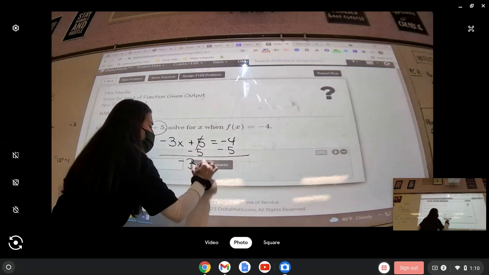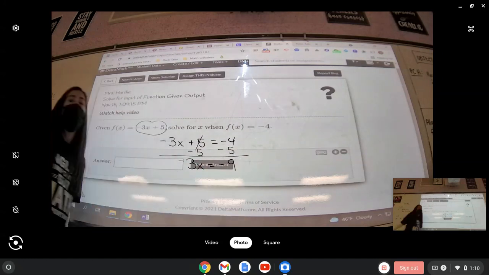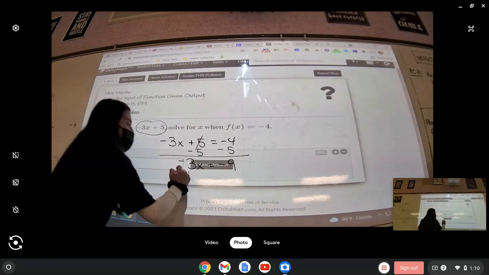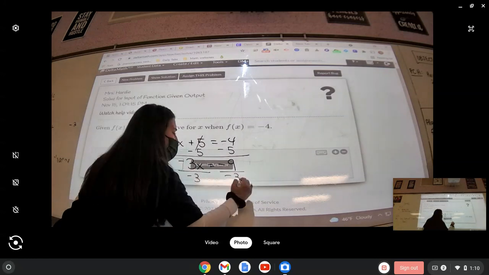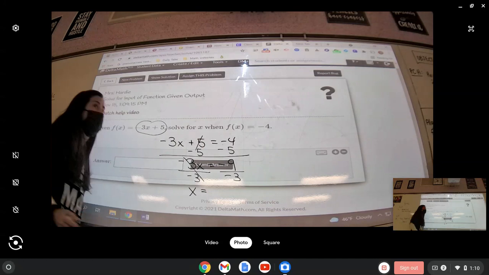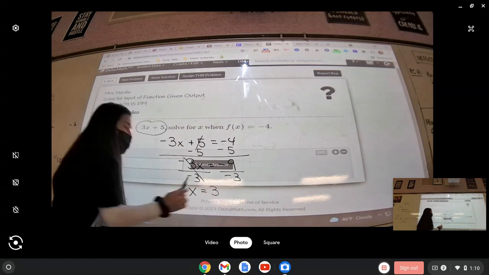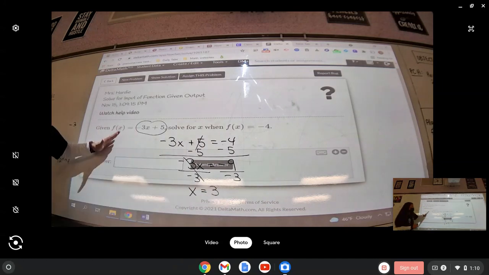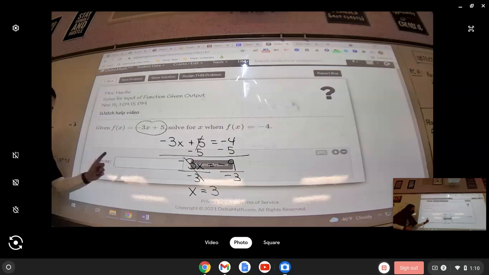Now we get negative 3x equals negative 9. What's the only thing you have left to do? And who is x? Everybody? 3. That means 3 had to go into this function to make a negative 4 come out. So you would put 3 and hit enter.